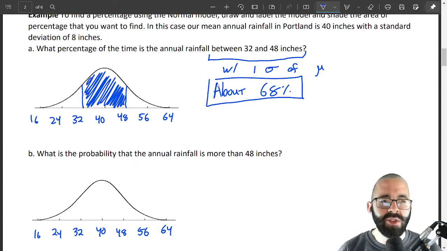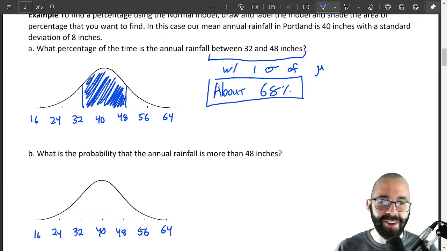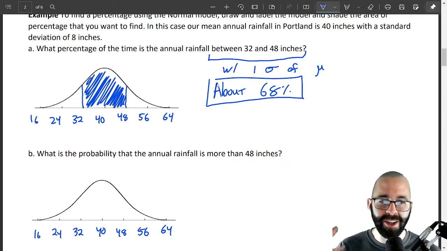I think IQ is another example that people like to talk about a lot. IQ is stupid, by the way, but that's a rant for another time. I think the average IQ is 100, and then a standard deviation is 10. So between 90 and 110 IQ would be 68% of people, approximately. It's a good example because a lot of people are familiar with it.